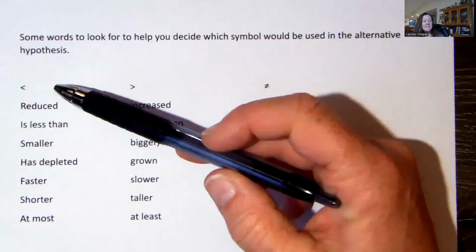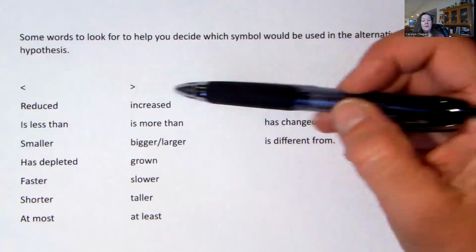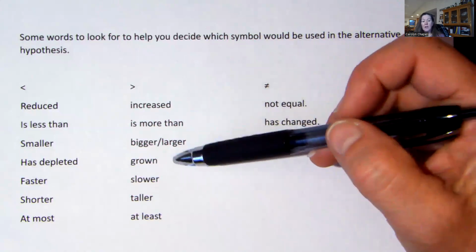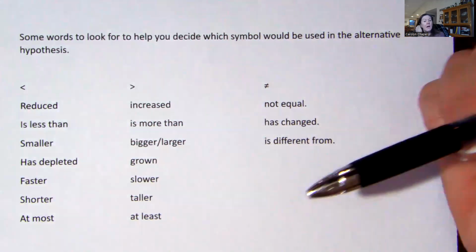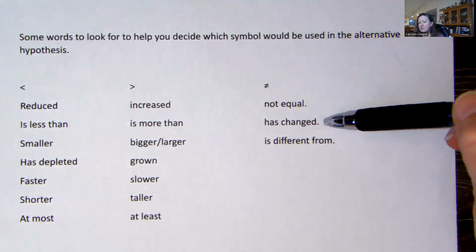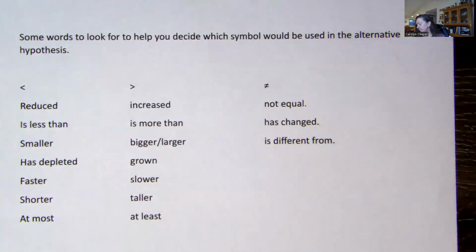And we've seen some of these terms before when we were dealing with probabilities as well. Our greater than symbol: increased, is more than, bigger, larger, grown, slower, because that would mean more time, taller, and at least. The not equal symbol: well, not equal, has changed, or is different from. So these are just some of the terms that you might see to help indicate which of those three we will be using in the alternative hypothesis.